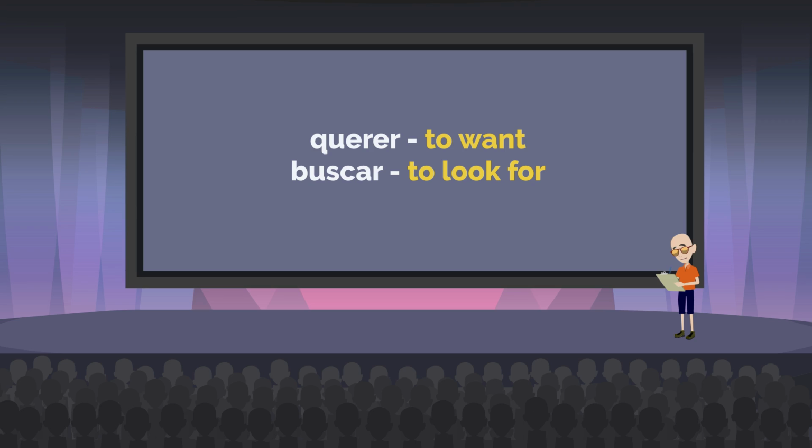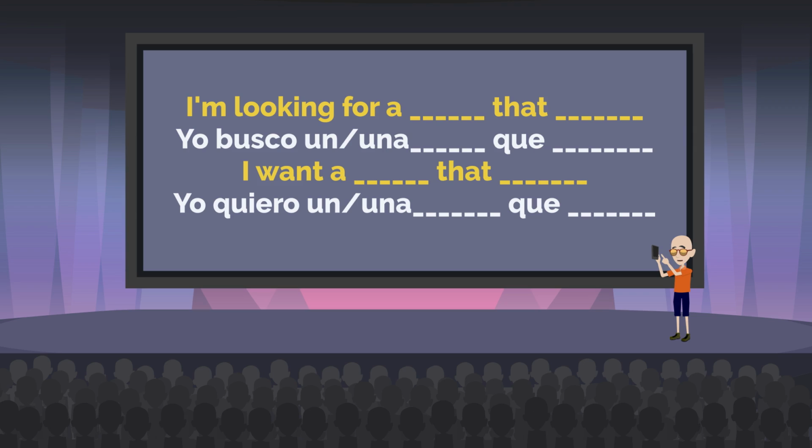Generally, when we're looking for some kind of unspecified or undefined thing, it's because we're shopping or hiring somebody. I tend to start those sentences with either querer, to want, or buscar, which means to look for. Now, the first part of our phrase will just be in the regular present tense, the indicative. Now you know what that is. I'm looking for a blank that you're describing. Yo busco un or una.